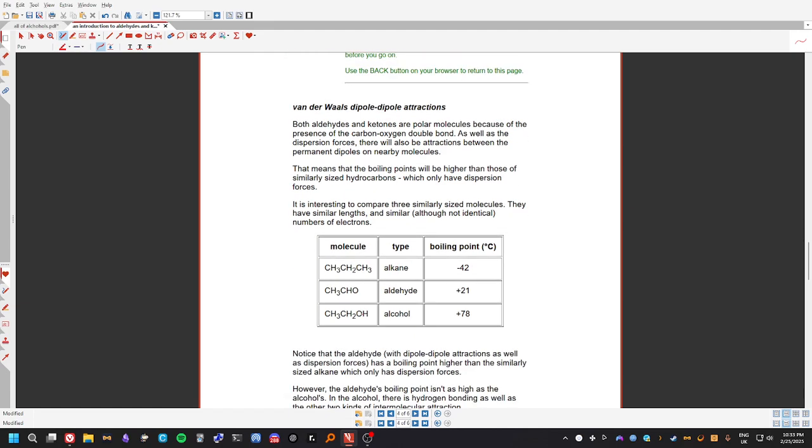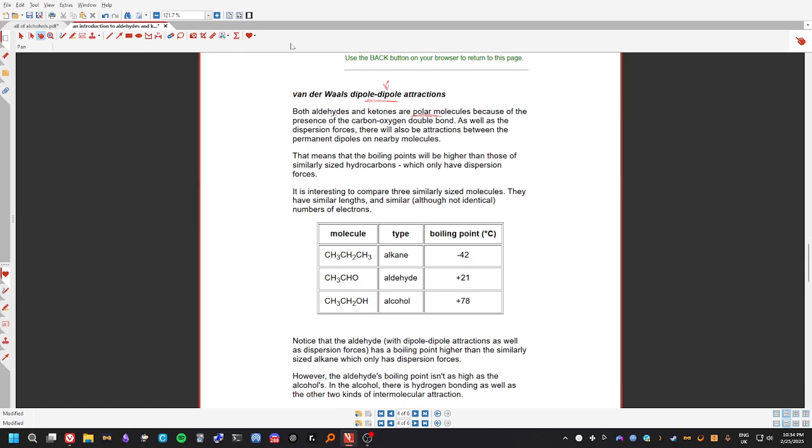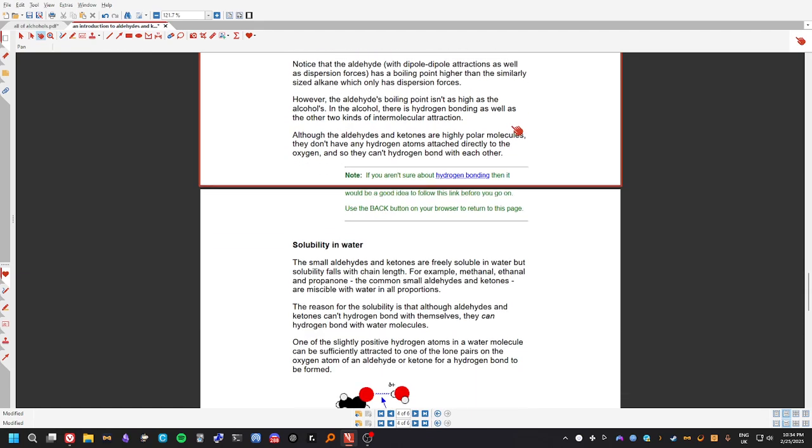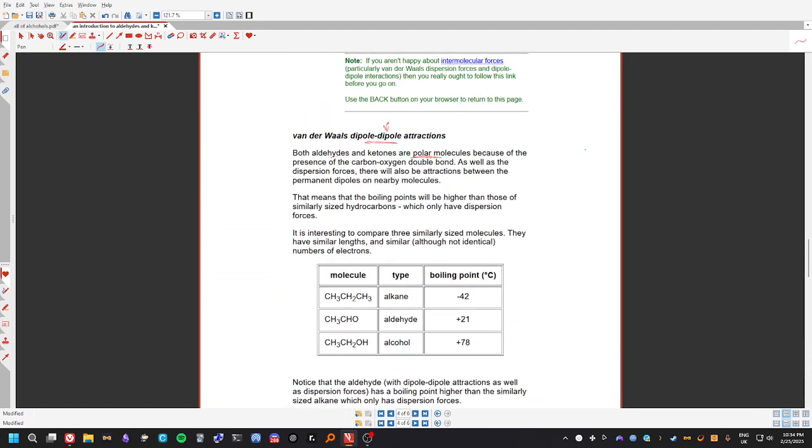Van der Waals dipole-dipole interactions. Both aldehydes and ketones are polar, so that means dipole-dipole interactions are going to be talked about. Are we going to be talking about hydrogen bonds? No, we're not. They're polar because of the carbon-oxygen bond, which is a polar bond. As well as the dispersion forces, there will be attractions between permanent dipoles on nearby molecules.